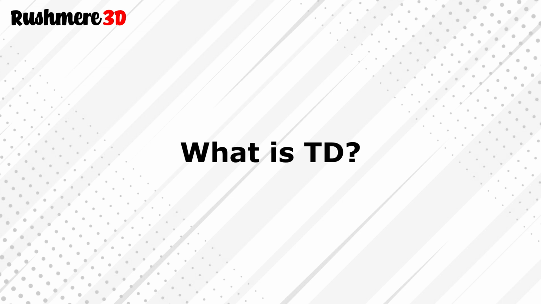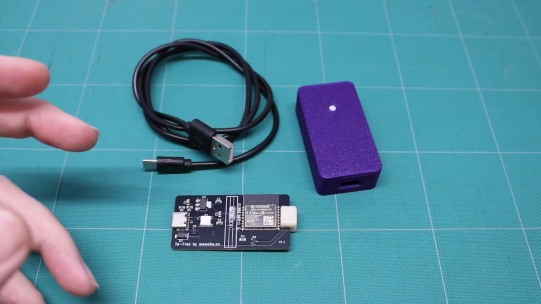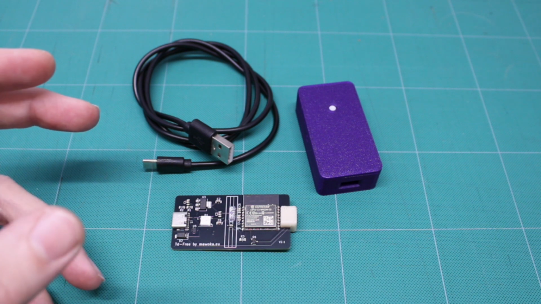But what is TD, I hear you ask? Well, to take a quote from Marlon's website, transmission distance is how much light passes through filament. Others may say transparency, although this is not very accurate. And this information about our filament is particularly useful if we're producing HueForge prints.